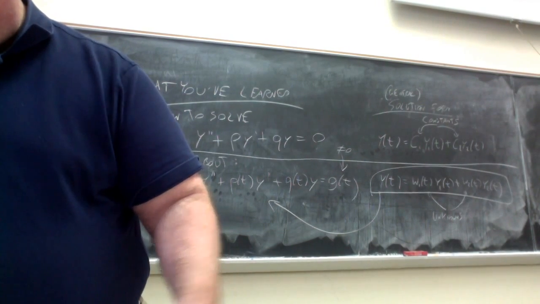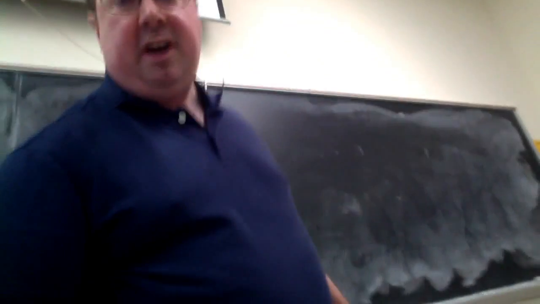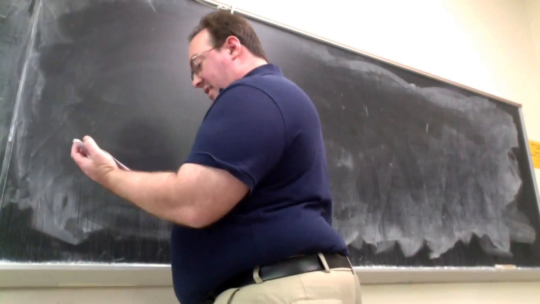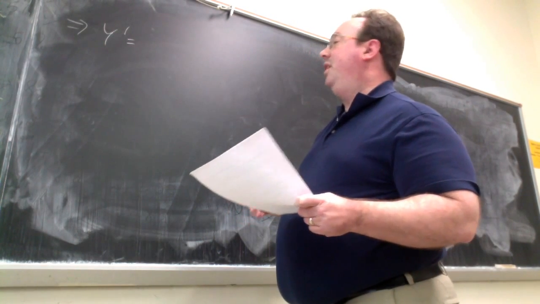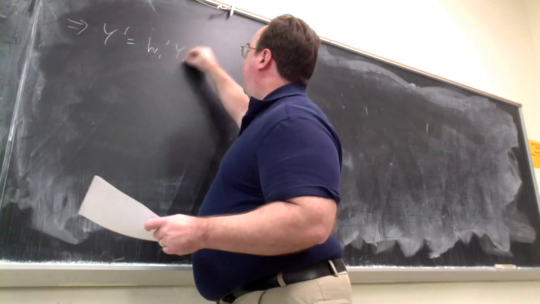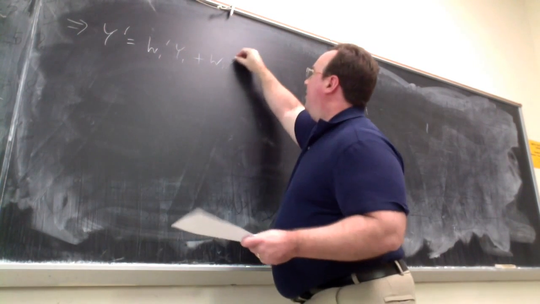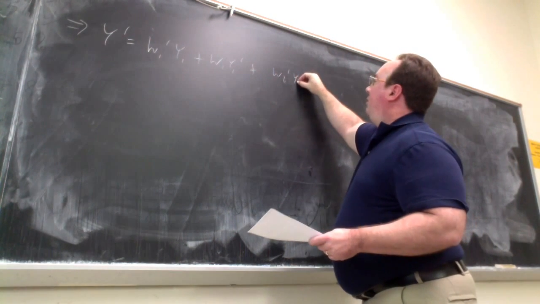So we go ahead and do that and see if we can simplify anything. All right, y prime. This is going to get pretty ugly. So we're going to have w1 prime. I'm going to drop the (t) just to save writing, but it's understood that everything in here is a function of t. So product rule for a first term, and then for a second term.